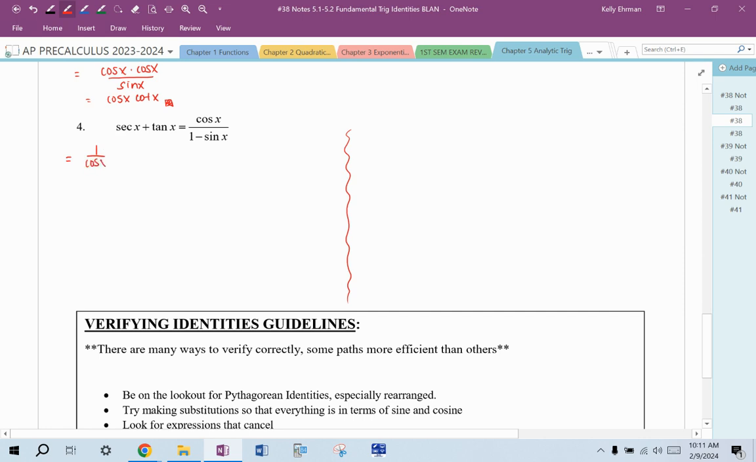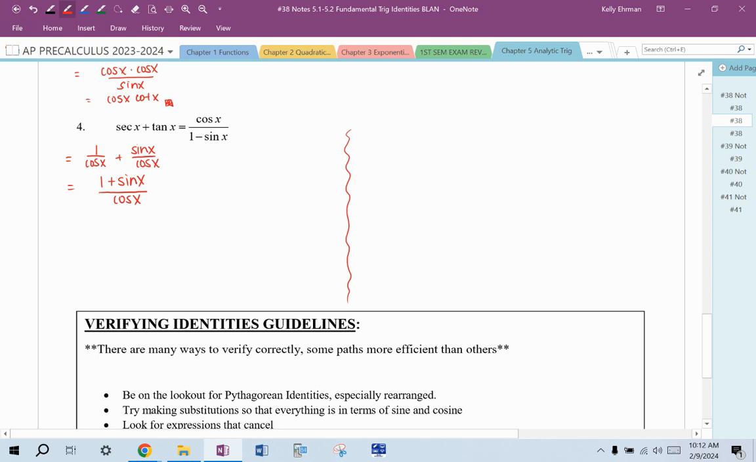Secant is 1 over cosine x. Tangent is sine x over cosine x. We're trying to get here. These do have a common denominator, so we don't have to make any adjustments, but we can merge it together to be 1 plus sine x all over cosine x. And then you kind of get stuck because 1 plus sine x is not any identity that we have. And I don't have anything I can work on. I don't want to turn around and divide because that's what I just did.